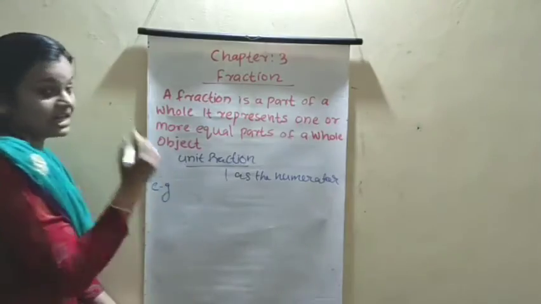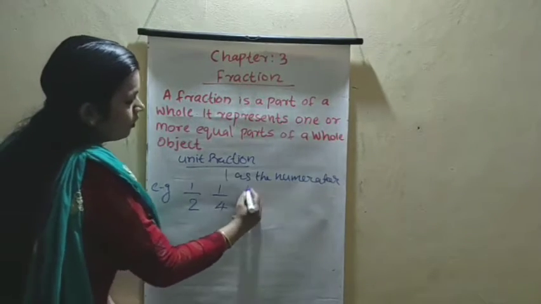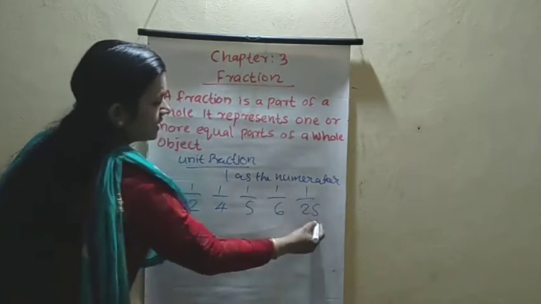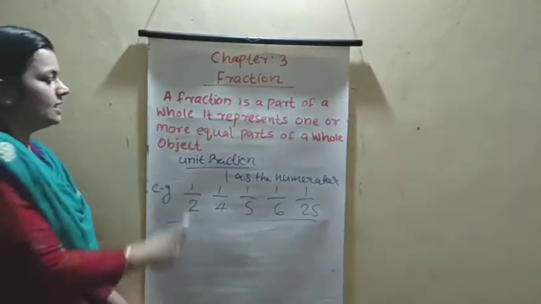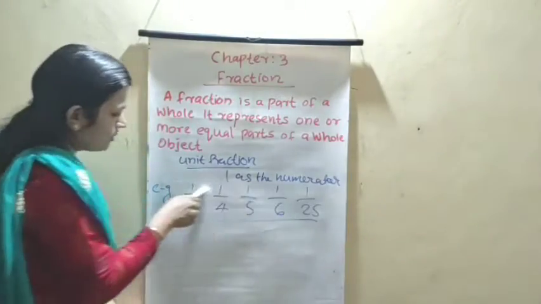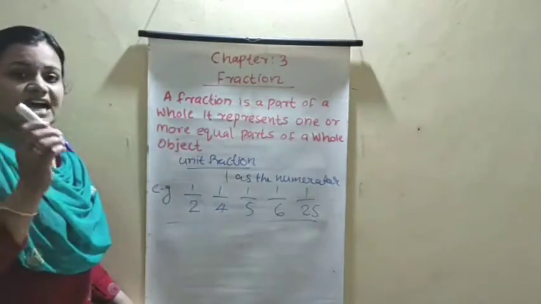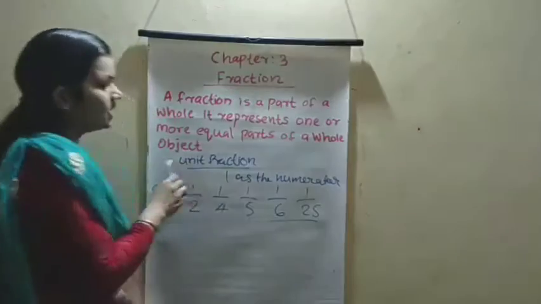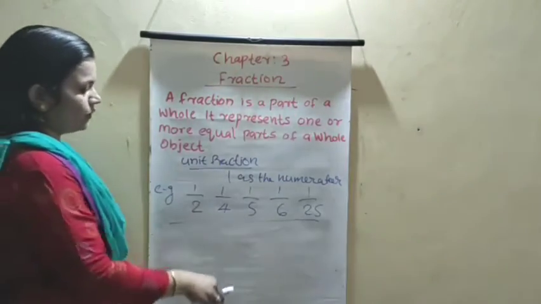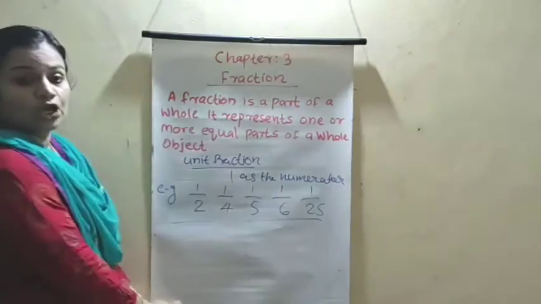I write examples that you know well: 1 by 2, 1 by 4, 1 by 5, 1 by 6, 1 by 25. This type of fraction is called a unit fraction. You check the numerators: all numerators are 1. So the fraction which has 1 as the numerator is called a unit fraction. Understood? So these are examples of unit fractions.